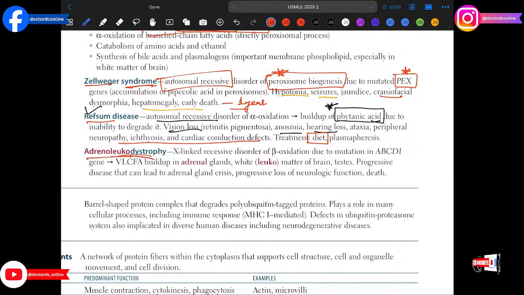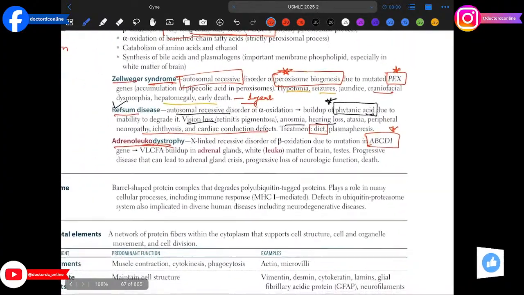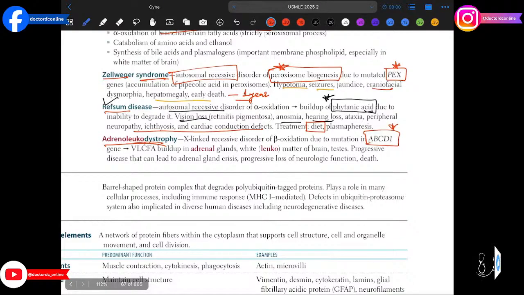Last but not least is adrenoleukodystrophy. The gene for this one has a great name, very easy to remember. It's called ABCD1. This encodes a protein that forms part of a channel which is used to import very long chain fatty acids into the peroxisome. So without it, peroxisomal functions won't be carried out properly. Now ABCD1 is on the X chromosome, so this one is an X-linked recessive disorder.